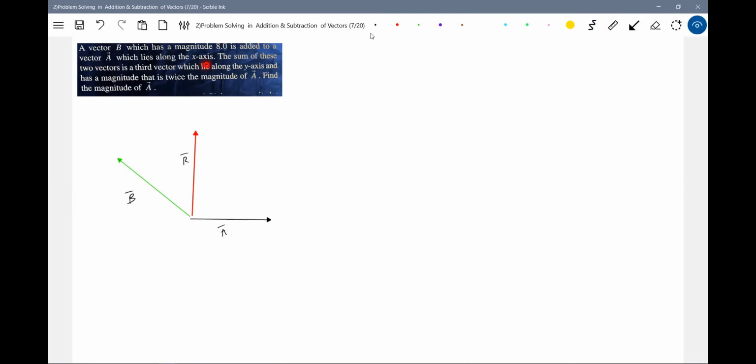A bar is along the x-axis. Magnitude A is added to this one. Then the sum of these two vectors is the third vector which will lie along the y-axis. This will become the y-axis, no? Vertical. So what is the angle between R bar and this one? First, the angle between the vectors is theta. This alpha is 90 degrees, and R is equal to 2 times A.